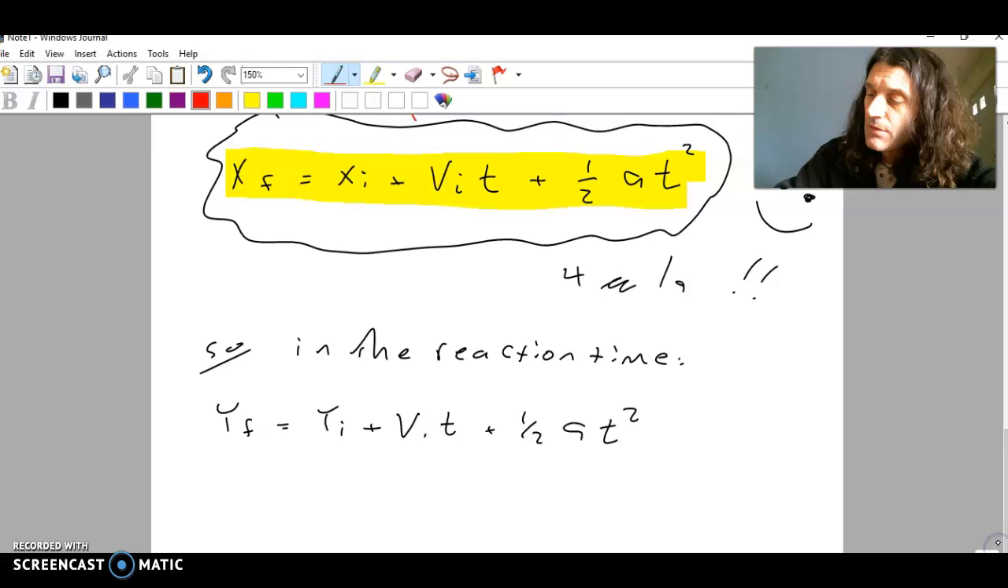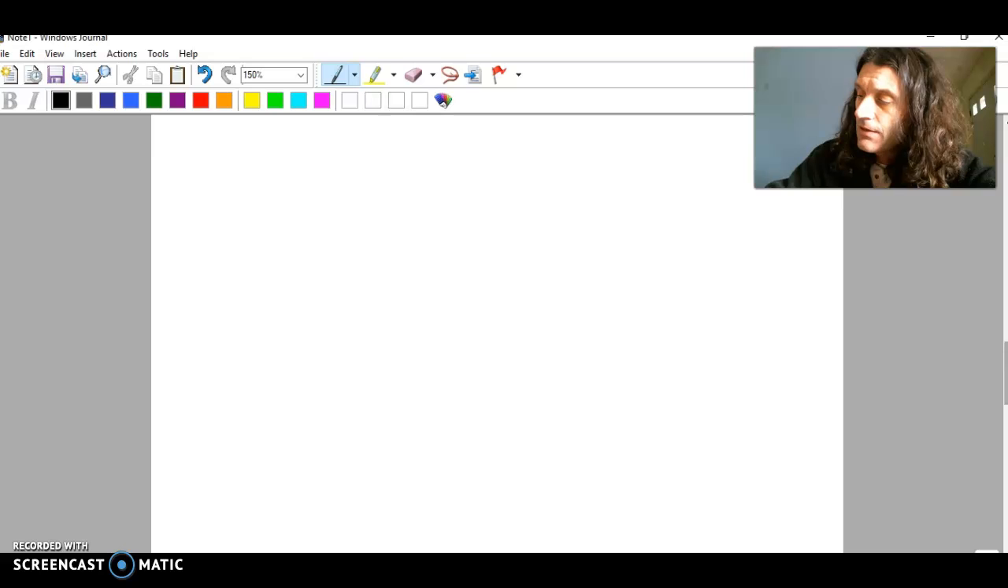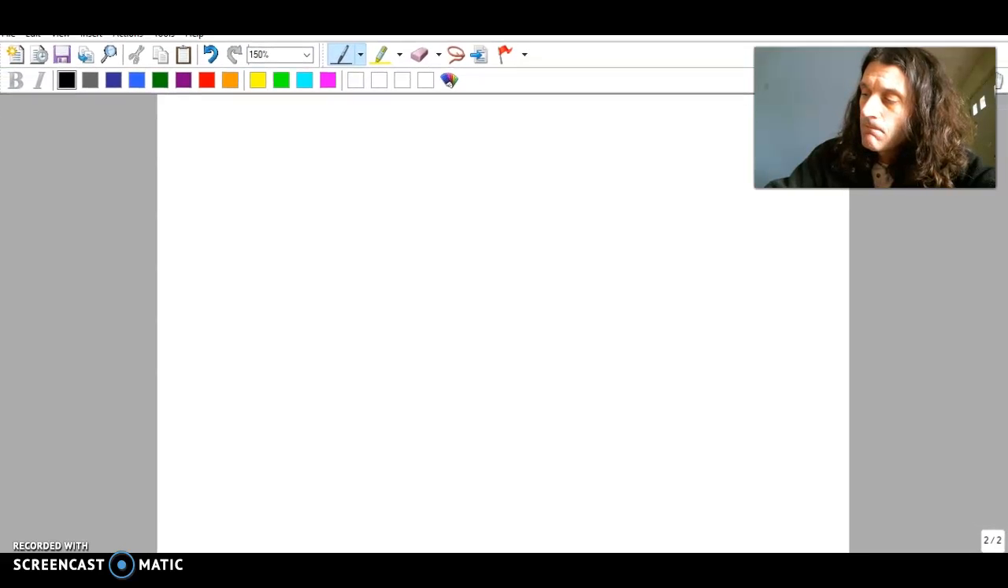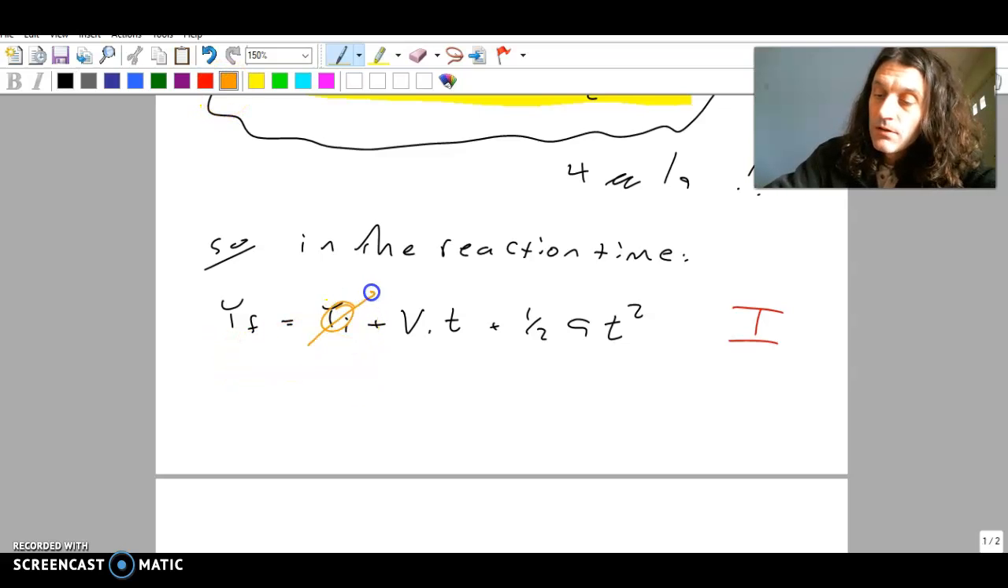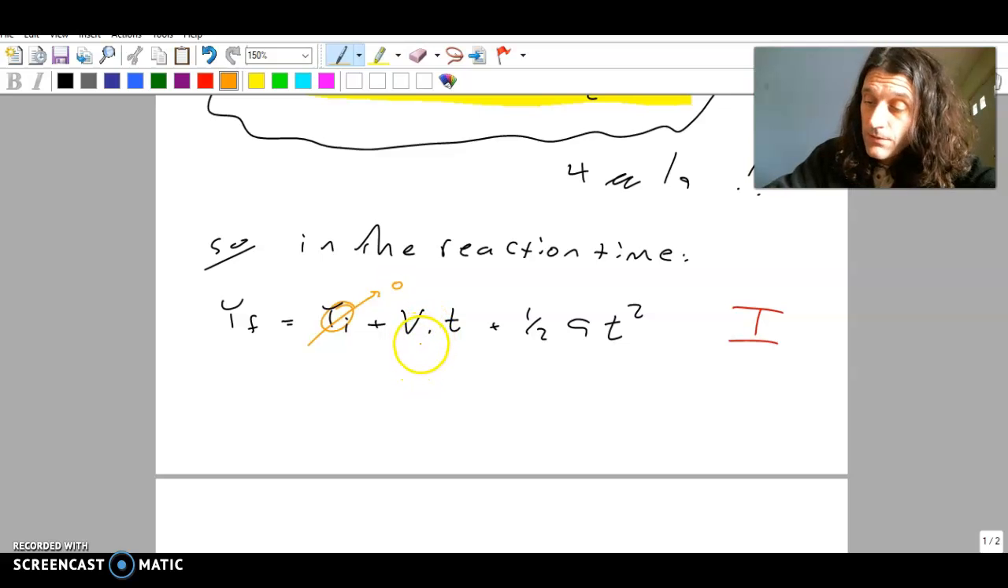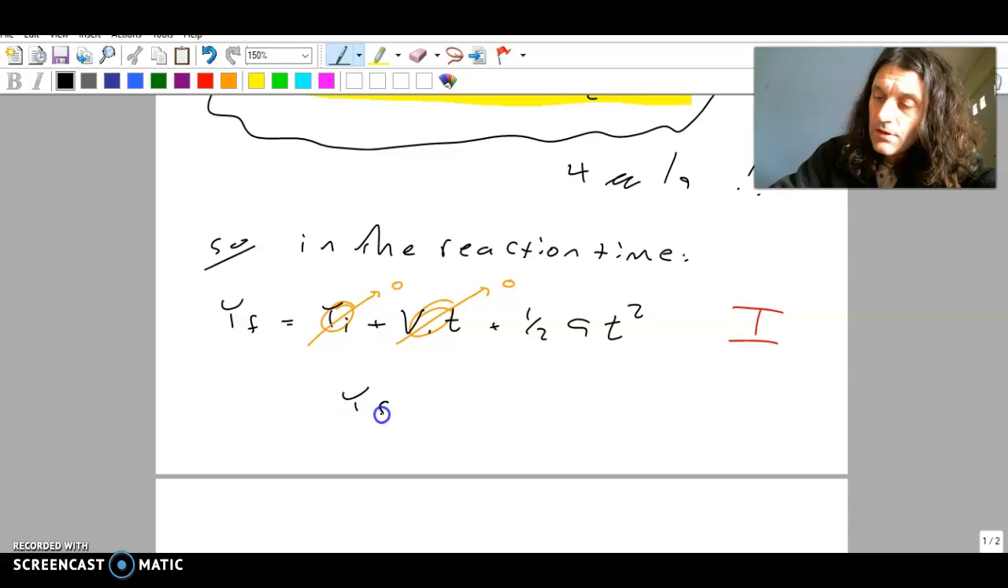That variable list led me to identify this, and I will now isolate the version of the equation that we're looking for here. So, remember, the yi was 0, so I'm going to call that 0. And remember, vi was 0 also. If vi is 0, then it doesn't matter what this t is. Anything multiplied by 0 is even more nothing. Okay? So, what I now have is yf is equal to 1/2 at squared.